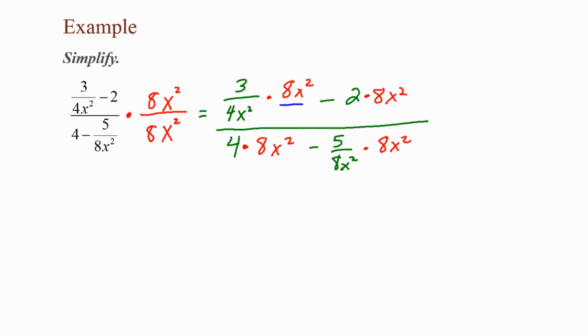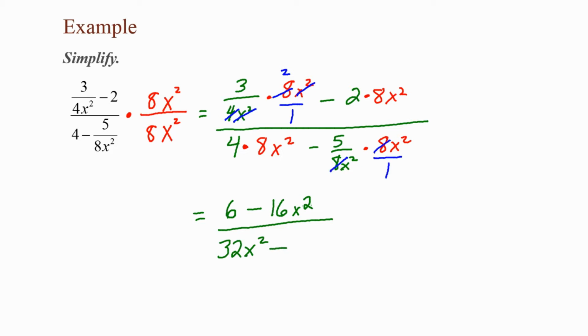Now we want to cancel what we can. 4 and 8 cancel. 4 goes into 8 2 times. The x squareds completely cancel. 3 times 2 is 6. Bring down my minus. 2 times 8x squared is 16x squared. All over 4 times 8x squared is 32x squared minus, 8 and 8 cancel. X squared and x squared cancel, just leaving a 1, and 5 times 1 is 5.